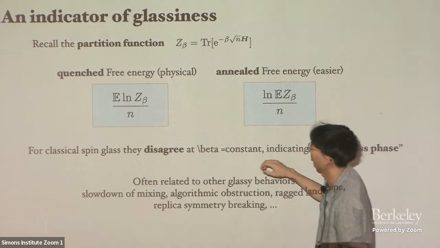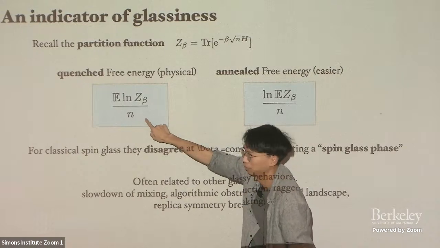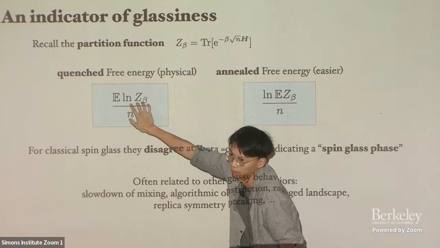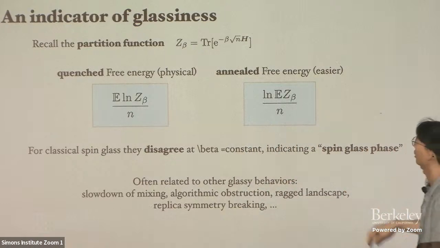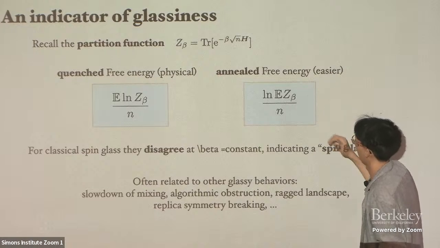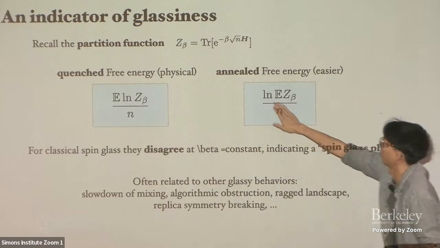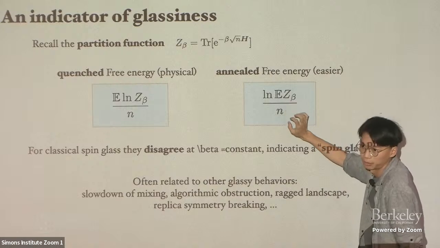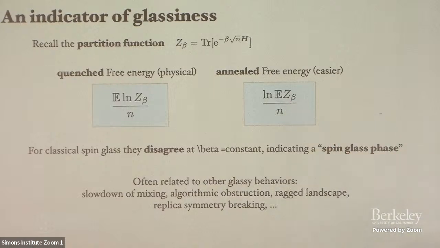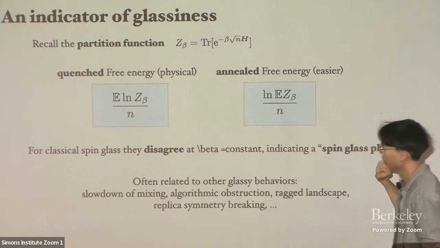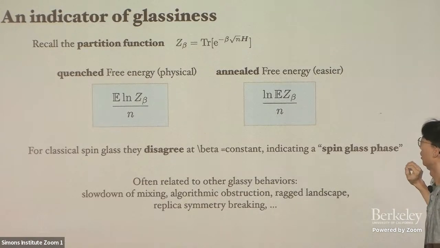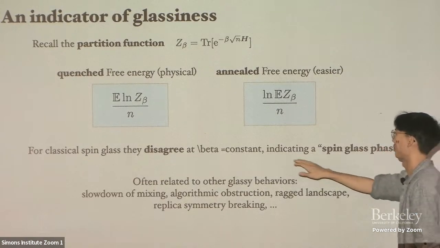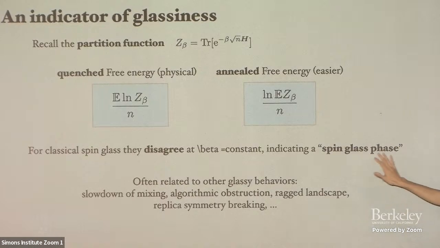I don't know why, but the quenched one corresponds to more physical quantities. Log Z is the free energy, and it corresponds to things you actually observe. The right-hand side is easier to compute because it's the expectation of Z. If beta is very tiny, these two agree. However, at some point they start to disagree in the thermodynamic limit, and people say this indicates a spin glass phase transition.